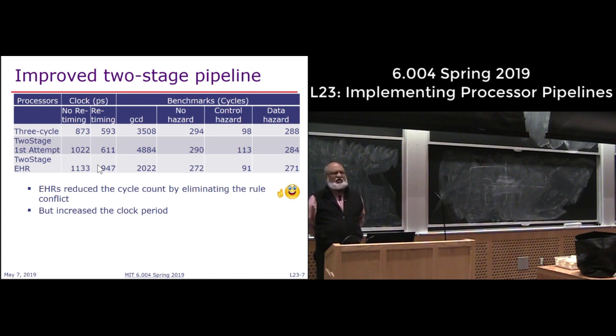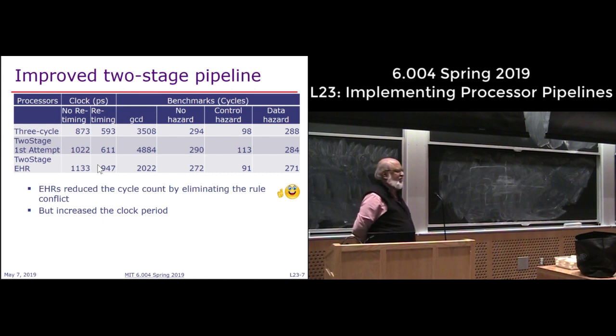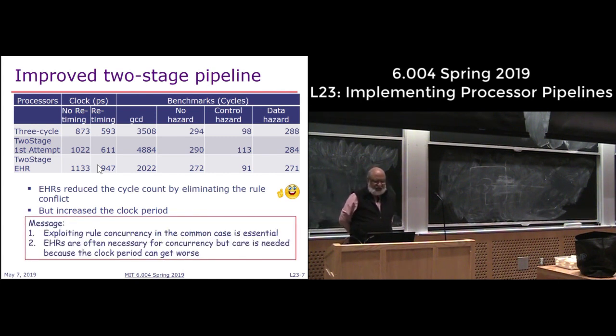We have lots and lots of ideas, right? How to reduce the cycle count, but we have to constantly pay attention to, did I make it so complex that now my clock period will get worse? So this is a very simple but clear illustration of that principle, right? So the message is, exploiting rule concurrency in the common case is essential. If you don't exploit concurrency, you really don't have pipelining.